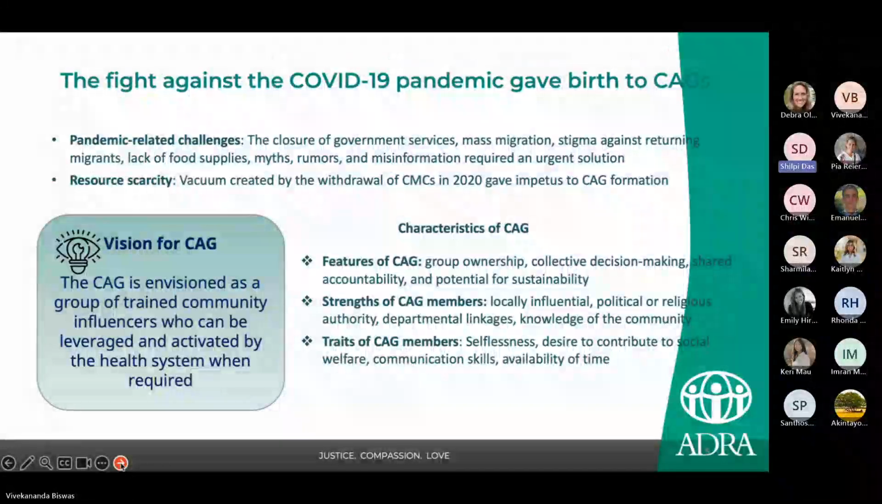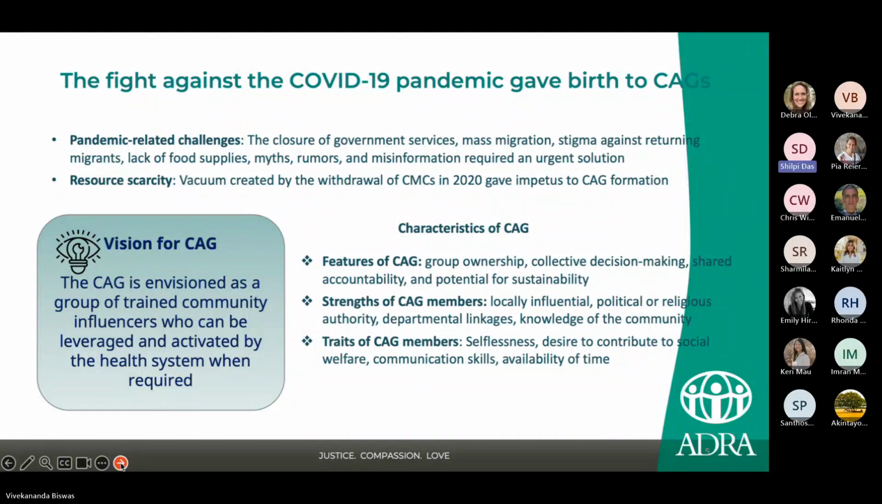And this particular situation prompted the project to engage the community influencers in groups known as the community action group. So the community action group was formed during the COVID time. Even though the community influencers had been there for the last 20 years throughout the project history, they were working in silos or individually. But the group formation started during the pandemic time.